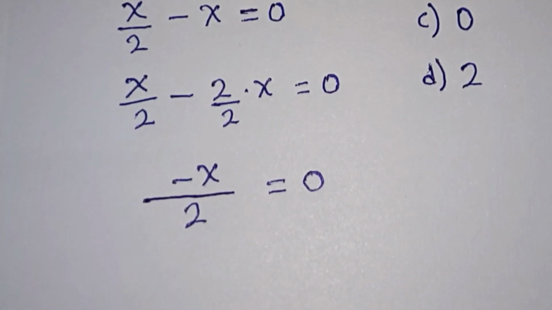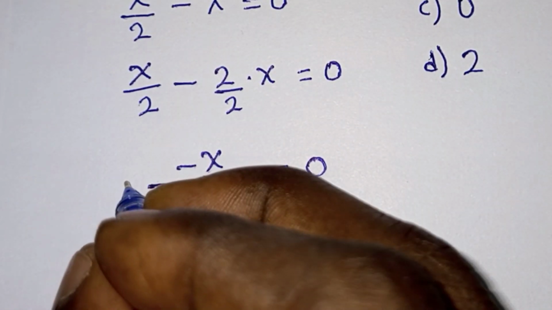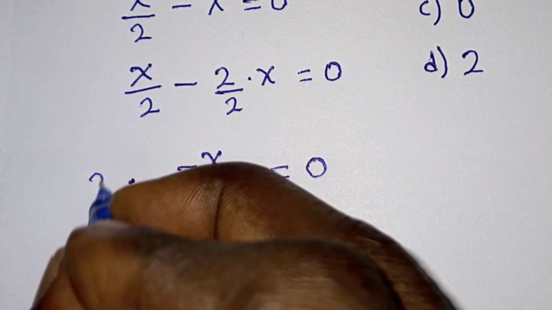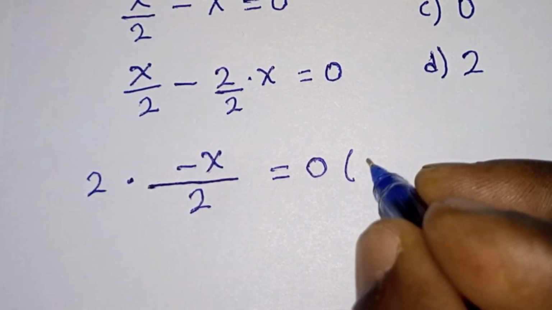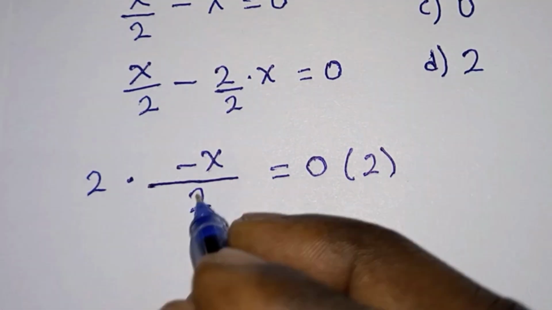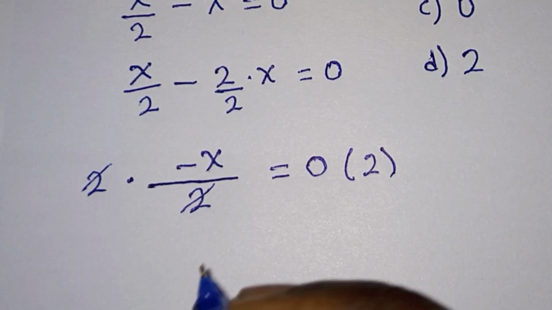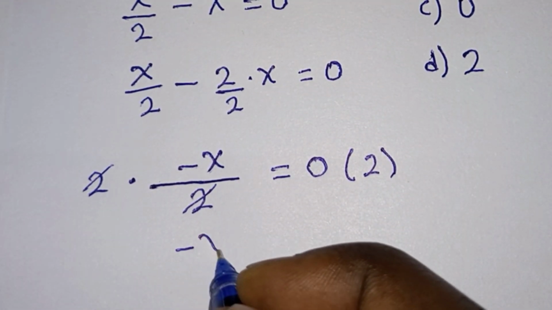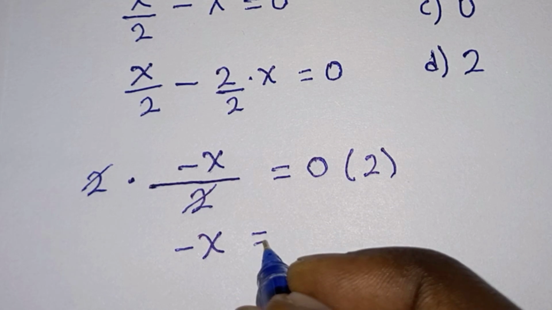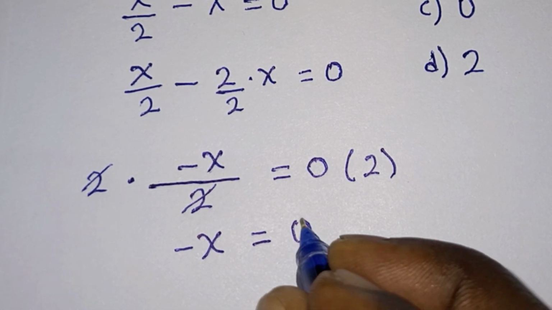To get rid of the fraction, let's multiply each side of the equation by 2, right? So that this and this will go. On the left hand side, we have negative x. Then on the right, 0 times any number is still 0.